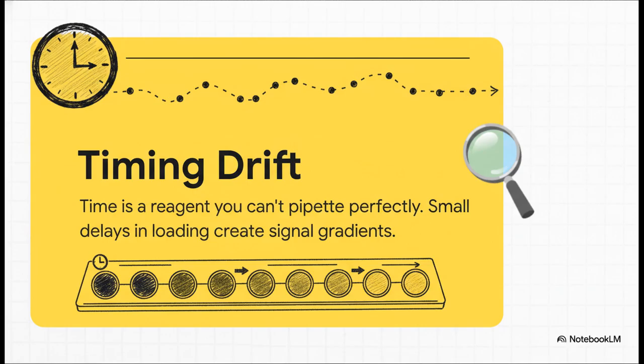Next on the list is timing drift. In immunoassays, time is basically a reagent, but it's a reagent you can never measure out perfectly. Think about it. If it takes you just 5 minutes to load a plate, well, the very first well has had 300 more seconds of reaction time than the very last one. That little head start can create a huge signal gradient that has absolutely nothing to do with biology.